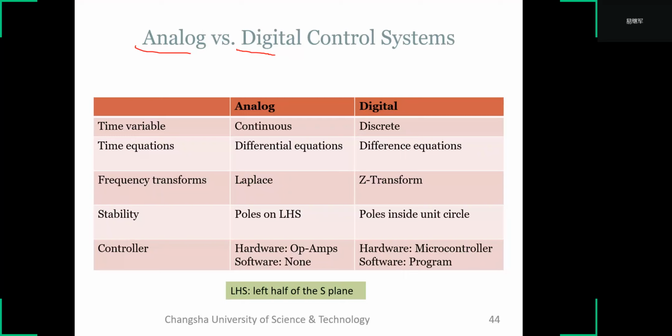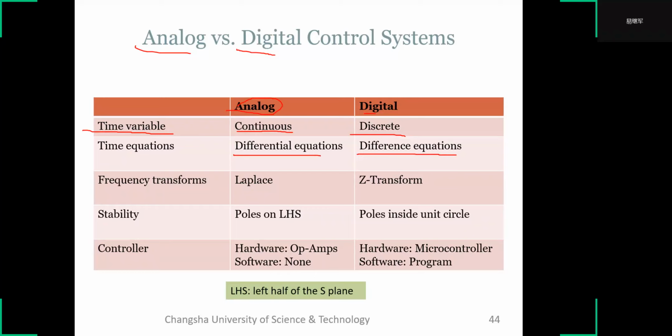The analog model is used if the system is time variable, and it uses a continuous model. The digital uses a discrete model. For the time equation, the analog model uses a differential equation. The digital model uses a difference equation.